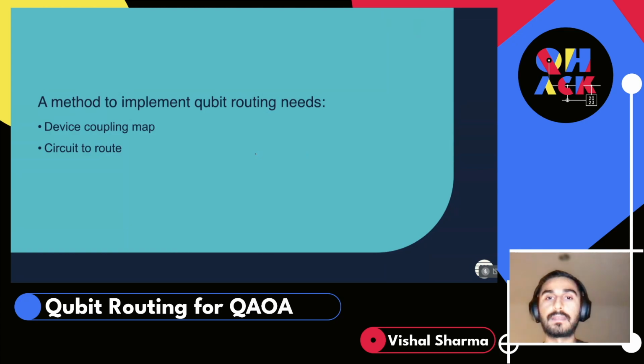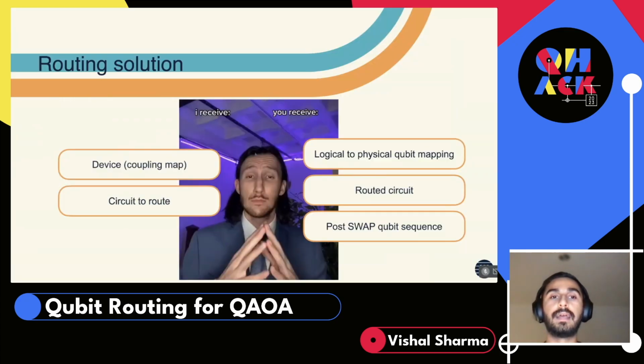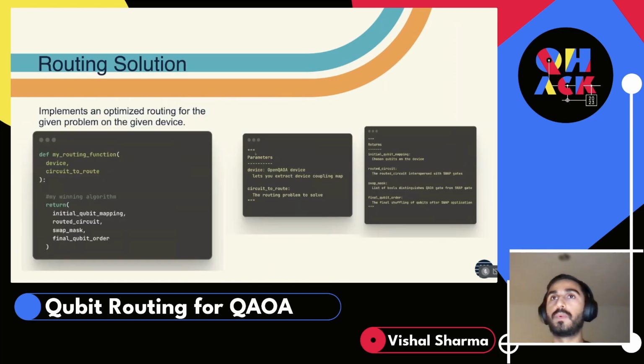And then very simply, your function is just going to be as simple as something that takes as input the coupling map of the device and the circuit that you want to route. And then in the end, what you get as output is the qubit mapping, the routed circuit, and then the post-swap qubit sequence. All right, so there are several ways that you can implement this, but today I'm actually going to focus on how you can do this within OpenQAOA.